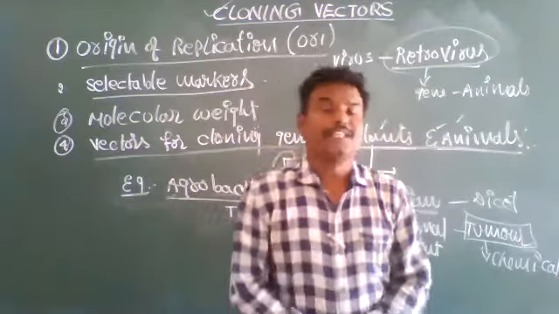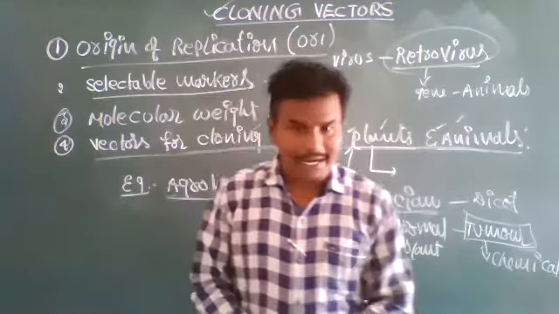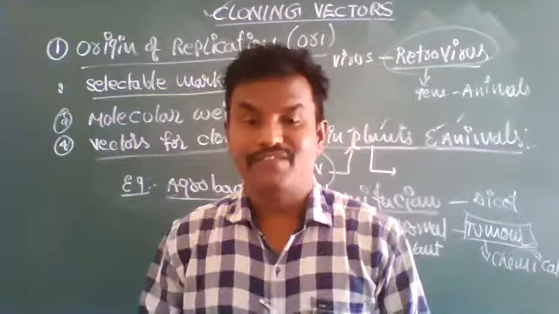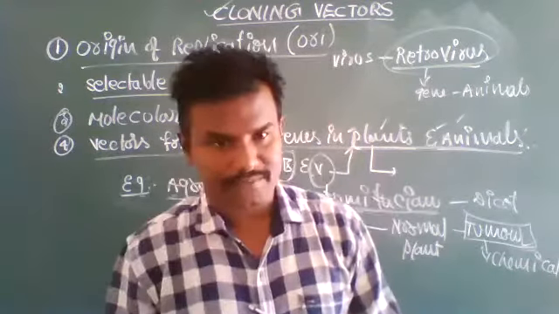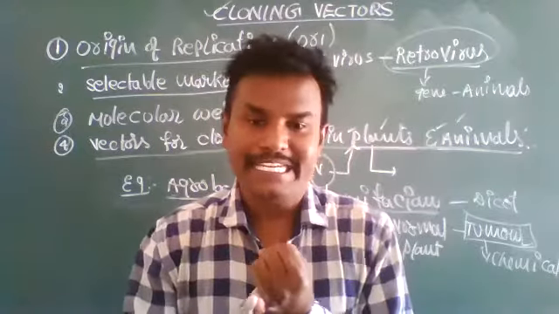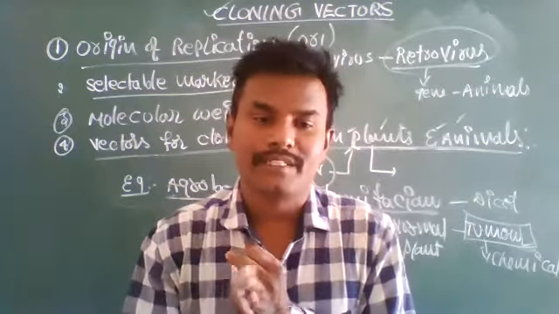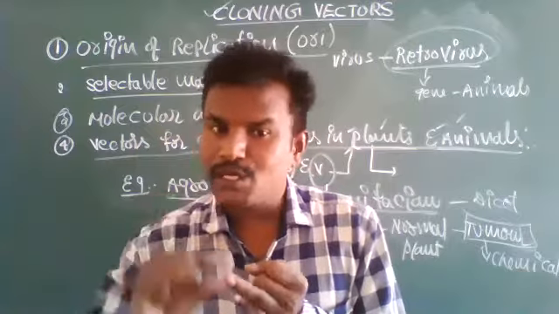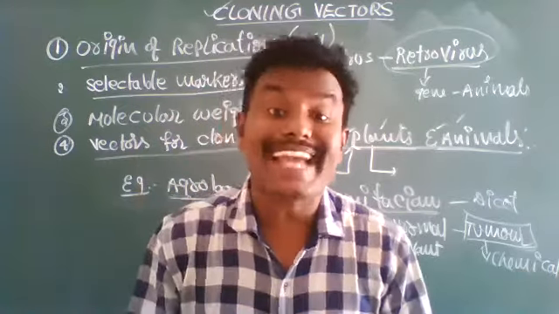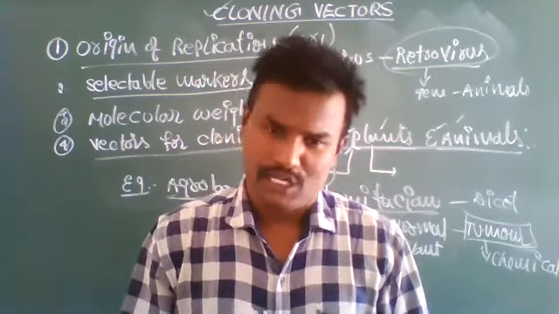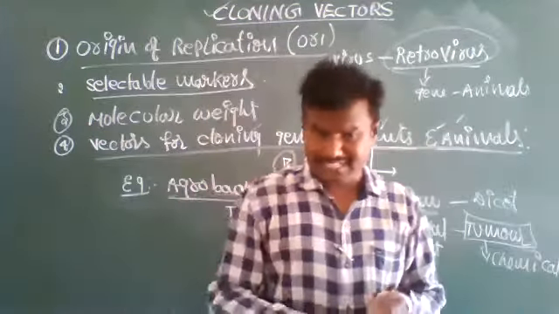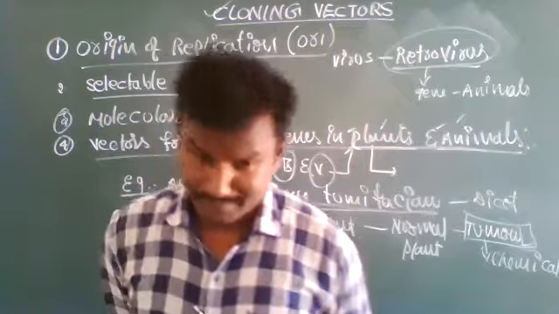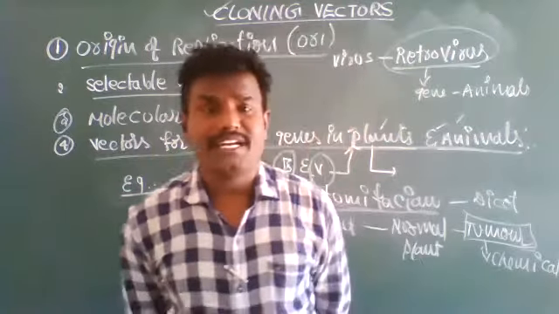So there are 5 features required to facilitate cloning into vectors: origin of replication, selectable markers, then cloning sites, which come in between selectable markers and molecular weight, then molecular weight, and after molecular weight, vectors for cloning genes in plants and animals.